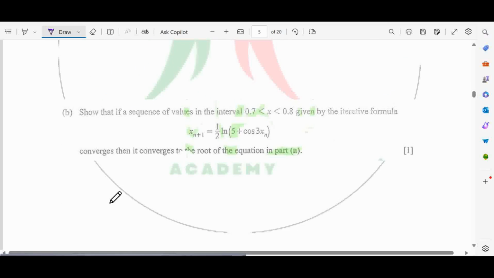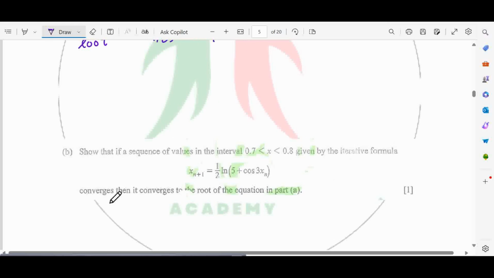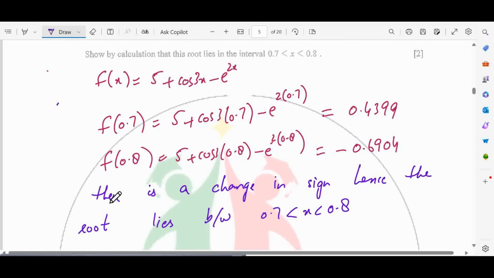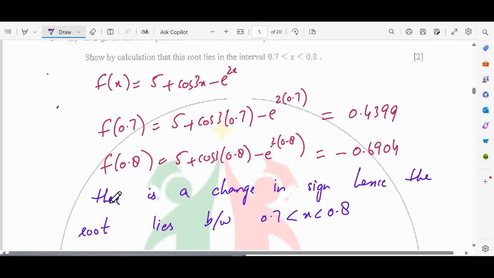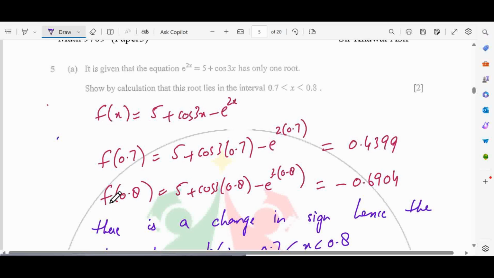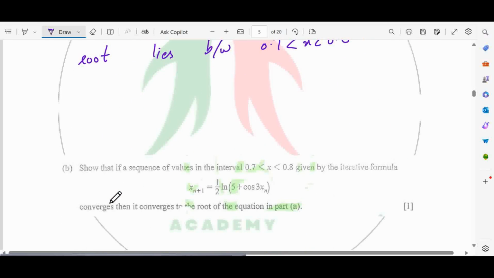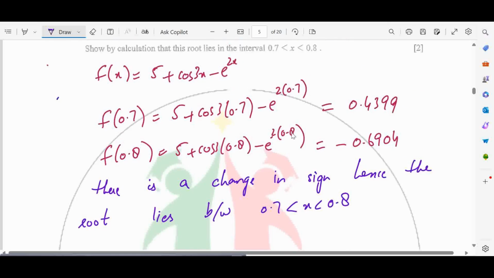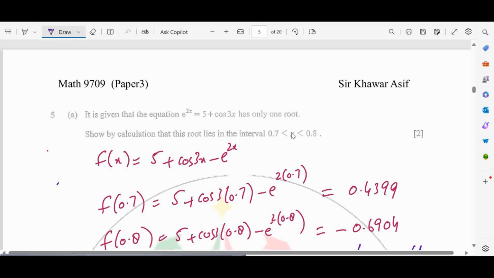Show that if a sequence of values given by the iterative formula converges, then it converges to the root in part A. Okay, now let's see the first thing: it was e power 2x is equal to 5 plus cos of 3x. Let me write it over here.